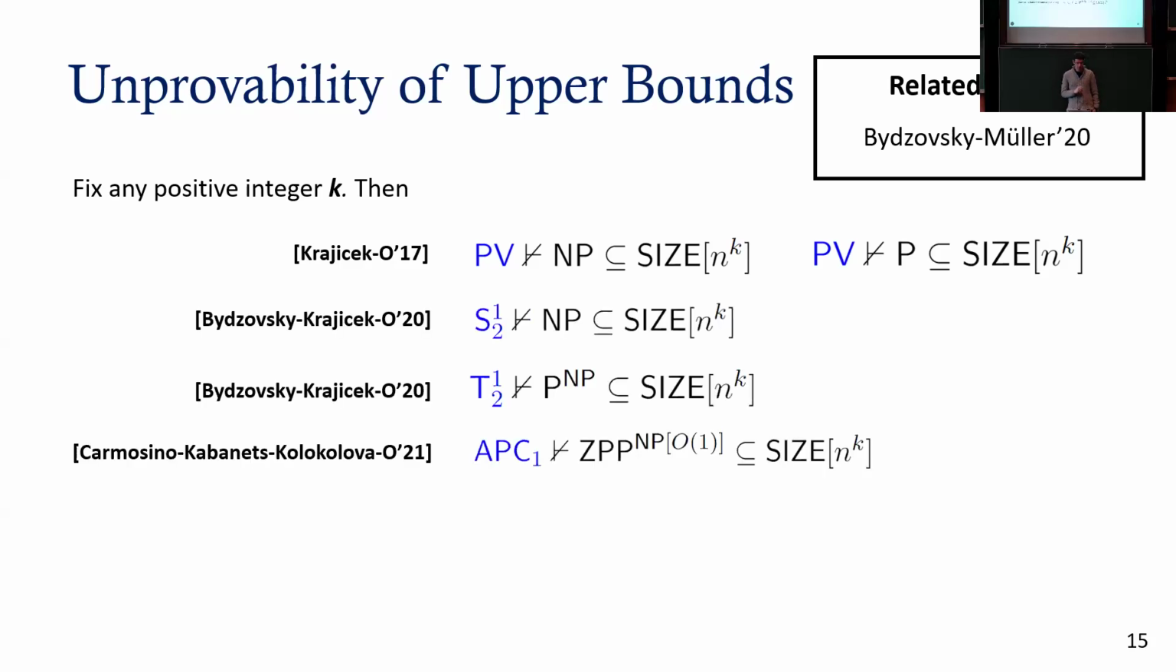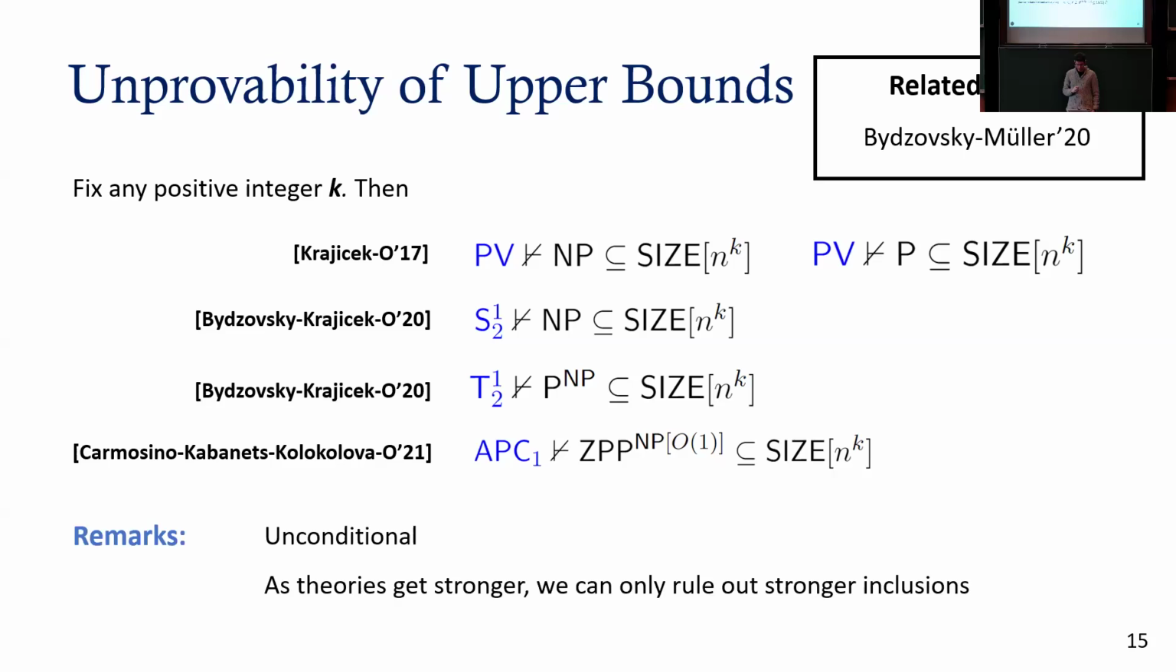And a few years later, we extended these lower bounds, this unprovability of upper bounds, to stronger theories. And in one of the cases, in a paper with Antonina and Marco, who are here, we also got some results for APC1. The nice thing about these theorems is that they are unconditional. But unfortunately, as these theories get stronger, the upper bounds that we can rule out talk about very large complexity classes, like ZPP to the NP with constantly many queries. And these results are actually close to unconditional lower bounds that we have. So we would like to get better results here. That's definitely a direction where there are lots of things to try to improve.